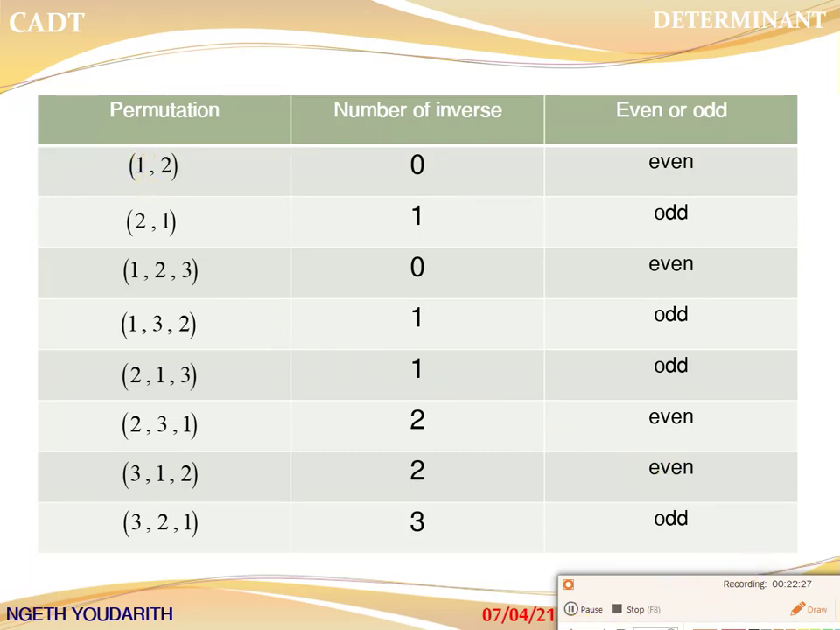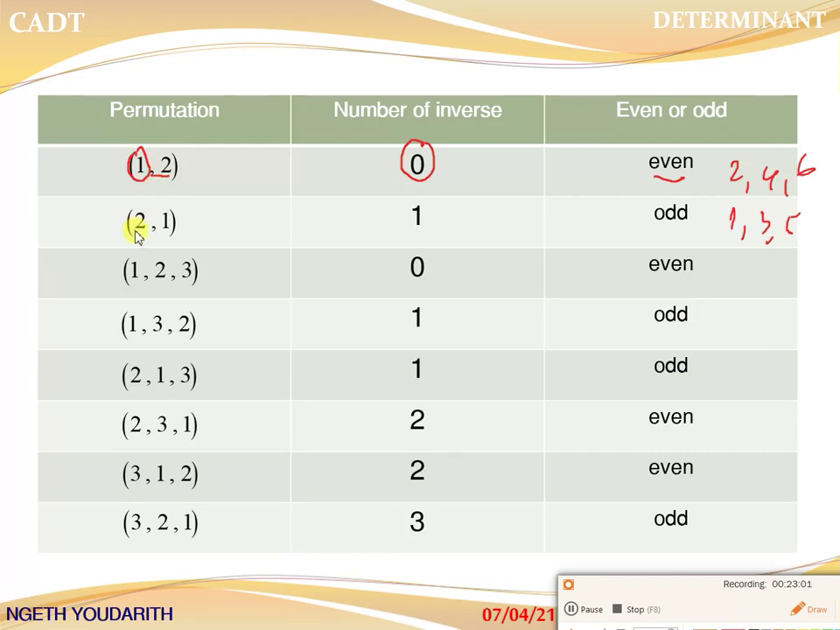If we start from number 1, on the right hand side of number 1, there is no number smaller than 1. So the number of inversions is 0. 0 we can call even. Even means like 2, 4, 6. Odd means like 1, 3, 5. Even can be divided by 2. Odd cannot be divided by 2.